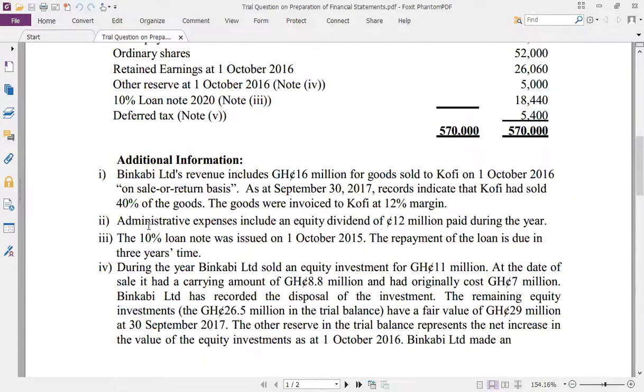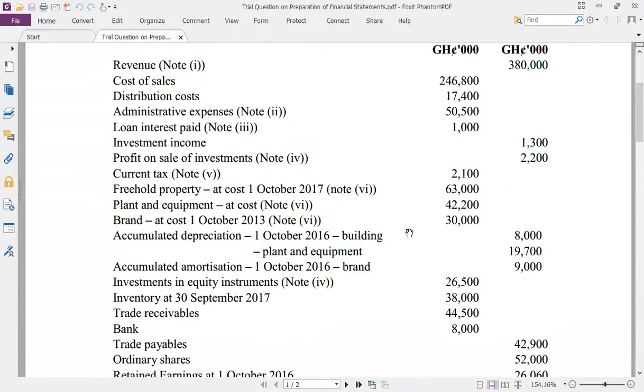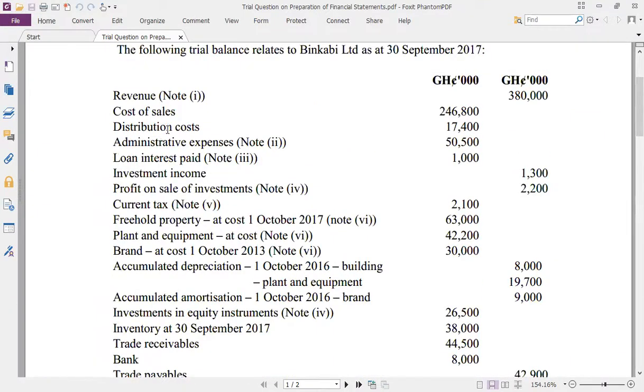The only issue is admin. Distribution most often does not carry any footnotes. Is admin that way? You have to separate the equity dividend from admin expenses, because equity dividend is not an operating activity. It's not an operating item, so it shouldn't hit our P&L at all.